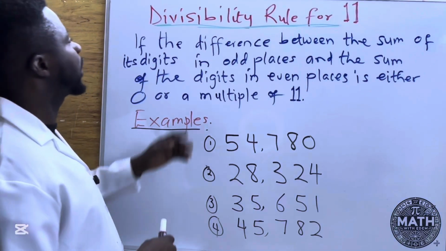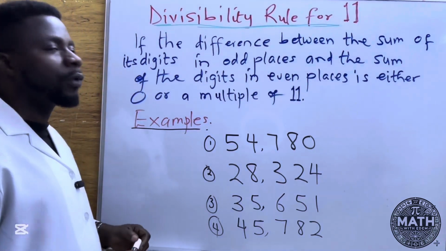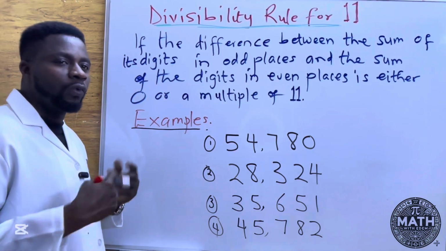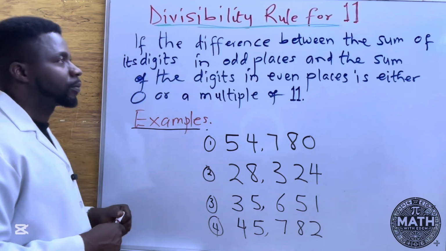We are going to be looking at the divisibility rule for 11. How can we easily find out if a number is divisible by 11 without actually solving the problem? So let's look at the rule.